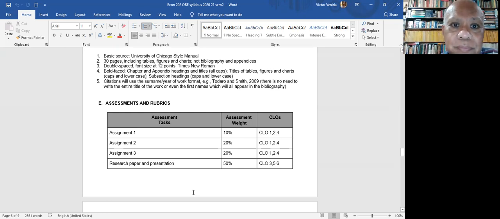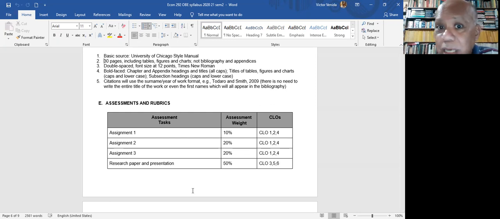Okay. And then titles of tables, figures, and charts are caps and lowercase and boldface. So table 2.2, caps and lowercase, bold. And then second line, selected economic indicators for 10 ASEAN countries. Bold, caps and lowercase. Okay.